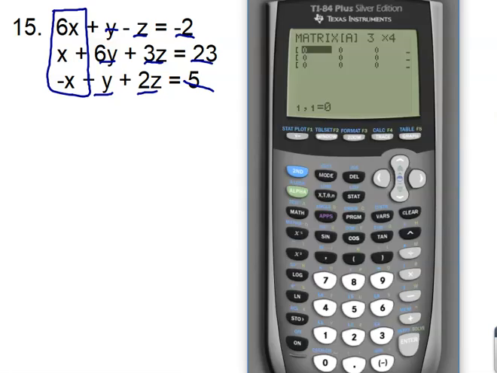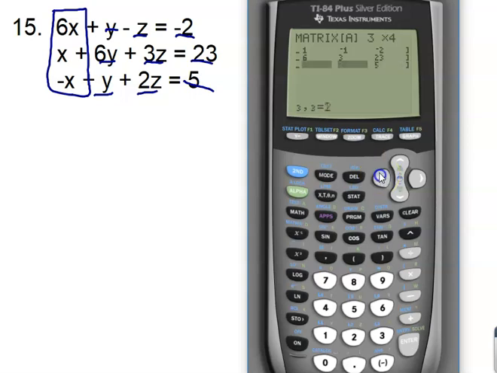So let's do the first row. So we're going to click 6, enter, 1, enter, -1, enter, and -2. Now do this for the rest of the matrix. All right, and then I have -1, 1, 2, and 5.